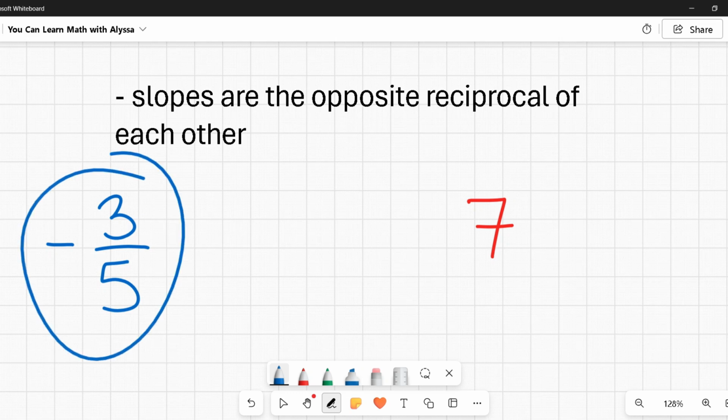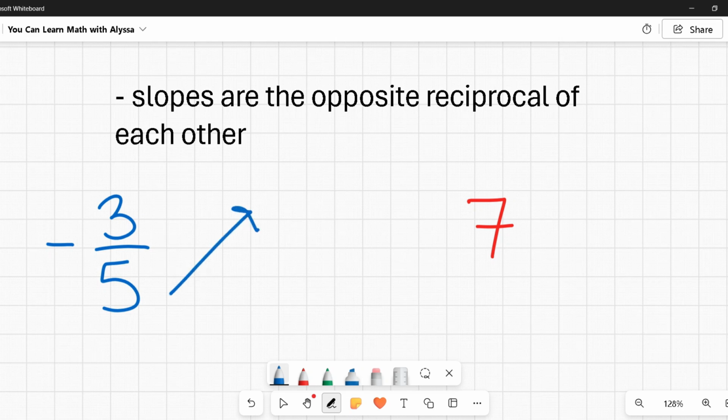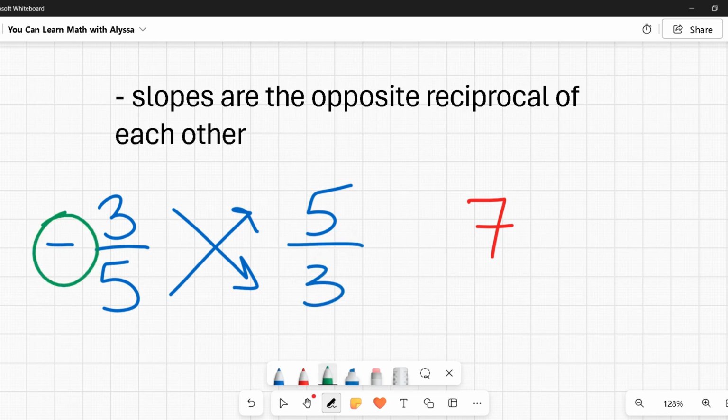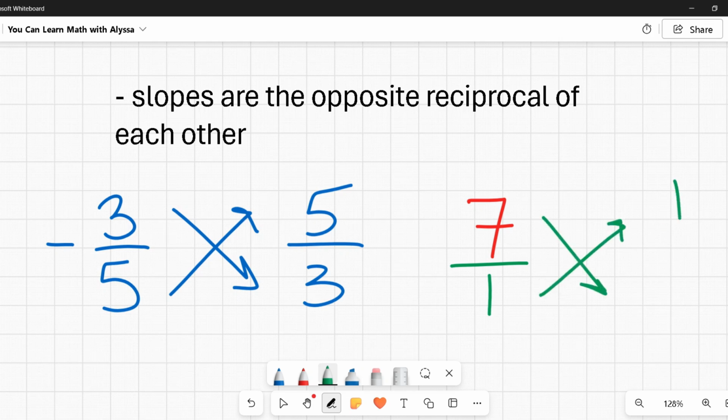Our first example here, negative 3/5. To create the opposite reciprocal, to do the reciprocal, I would flip it upside down. It becomes 5/3. It starts out as a negative, so it becomes a positive 5/3. 7 over here is a number. It's not a fraction, so I need to first turn it into a fraction by putting it over the number 1. Then I can take the reciprocal 1/7, and then I make it the opposite, negative 1/7.